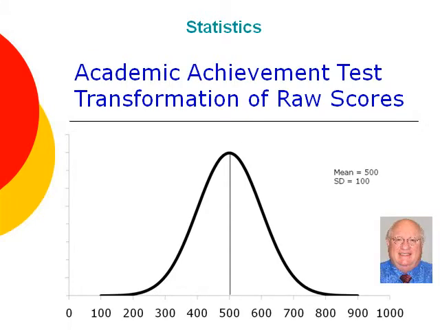In this final slide, the raw scores from the original distribution have been transformed into standard scores used by academic achievement tests. Note that the mean is 500 and the standard deviation is 100. A score of 300 corresponds to a score of 22 in the original distribution, both of which are 2 standard deviation units below the mean.